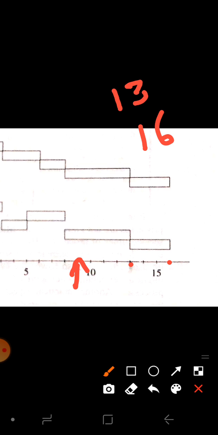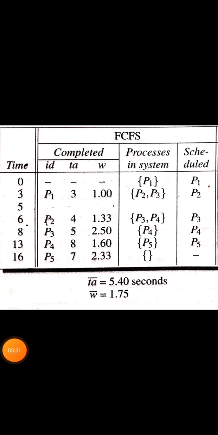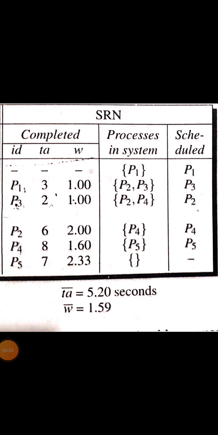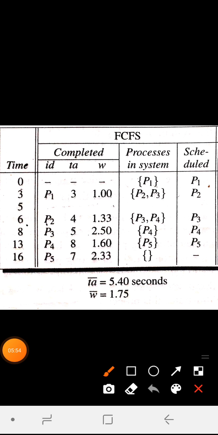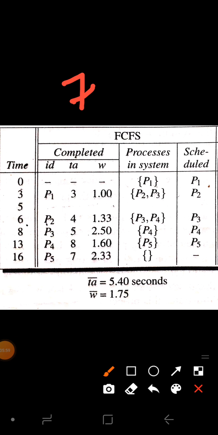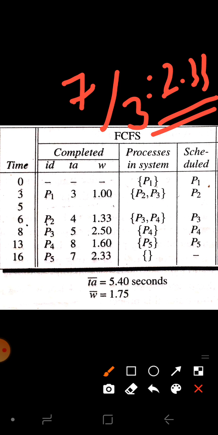So now your job is submitted at 9 and getting completed at 16, right? Therefore, turnaround time will be 7, and weighted turnaround time will be 7 divided by 3, which is equal to 2.33. This is what has been shown.